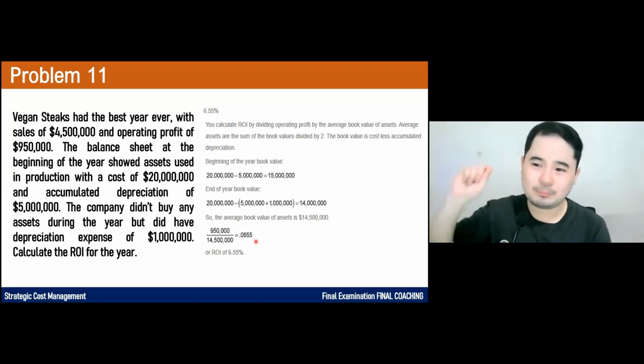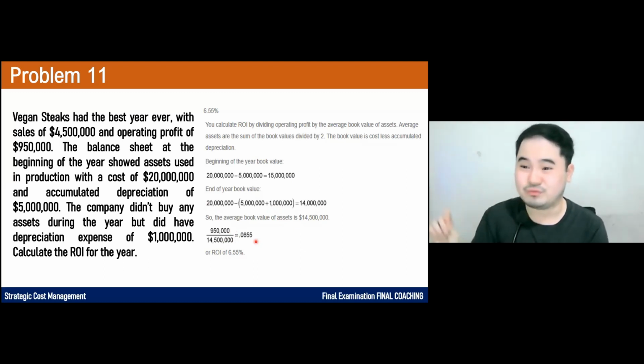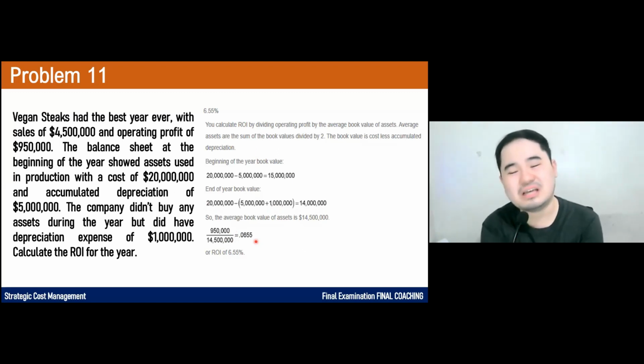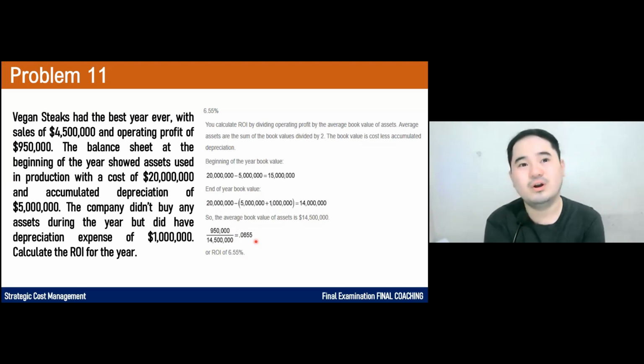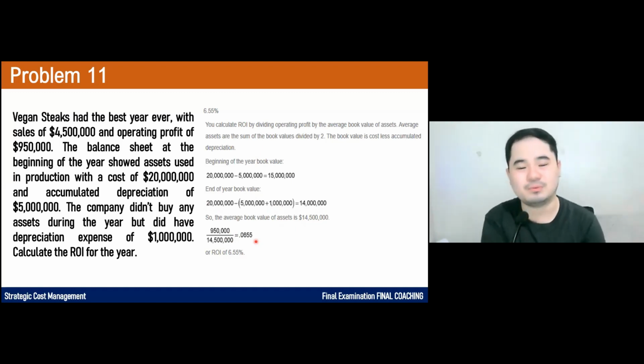Kung wala ka namang point of comparison, medyo walang sense yung 6.55%. Parang, okay, may bumalik sa ating 6.55%. So what? Parang ganon, no? Kung wala kang information na the required return on investment is 10%. So kunyari, kung lalagyan natin ng ganong perspective, the required ROI is 10%.